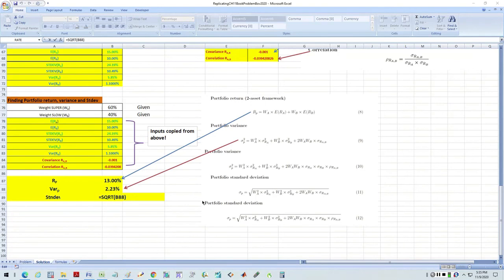So we have done the analysis using two stocks over here. We have stock A and stock B, or SuperTech and Slowpoke. But in your analysis, we can again extend this to N asset classes and N securities.